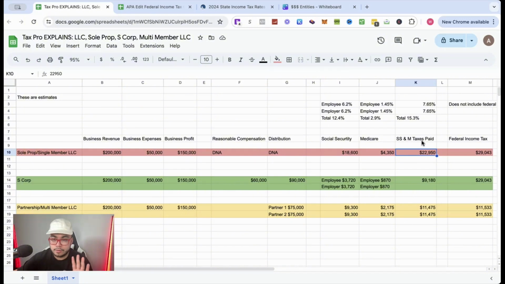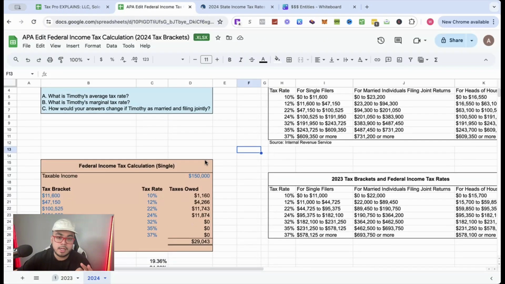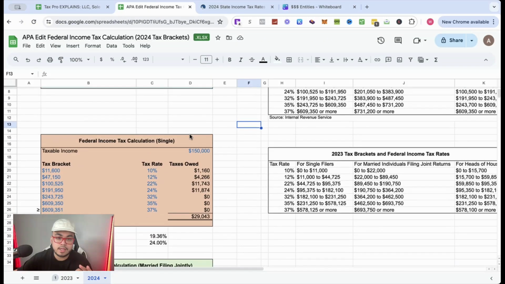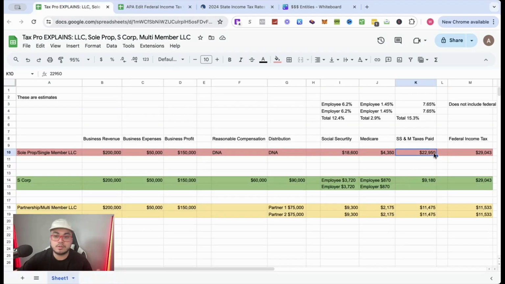Again, this does not include your federal or state, but because we're going to the next column, which is the federal stuff. So off of 150,000, I projected in a calculator, and you can actually see right here off of 2024's numbers, you're going to be paying about $29,043 in just federal taxes, which is insane.